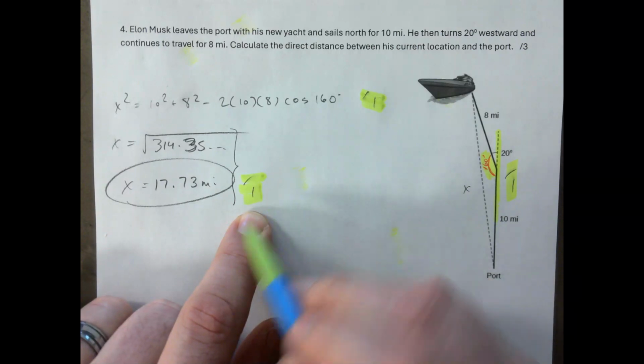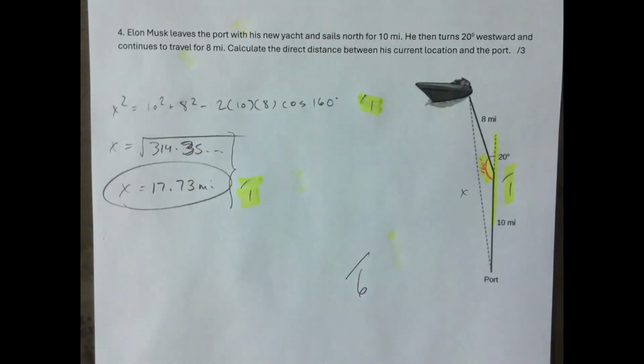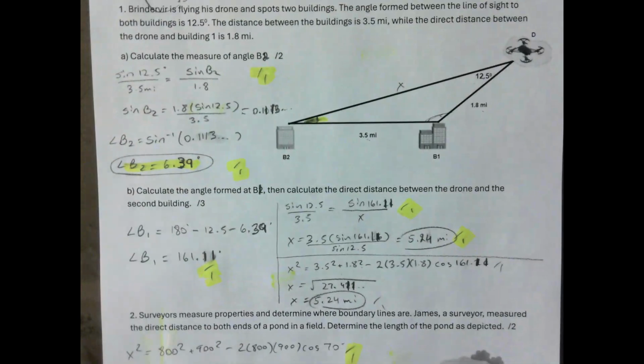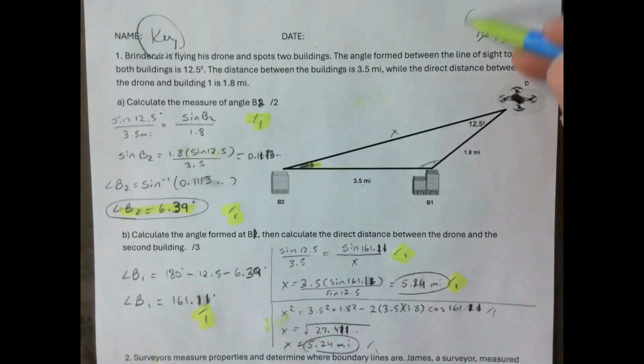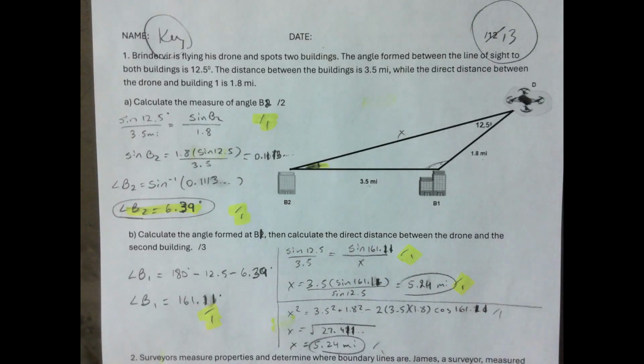So this backside is worth 6 because I changed the third question. And so the total is out of 13. Okay, so make sure you have a mark out of 13.